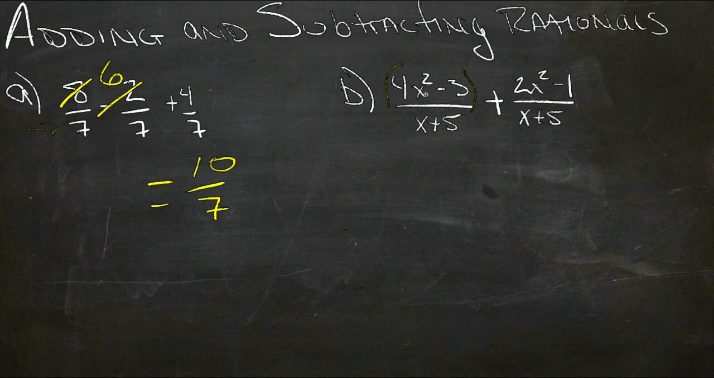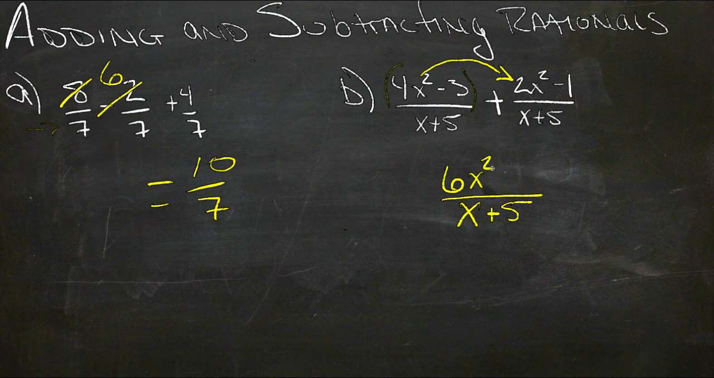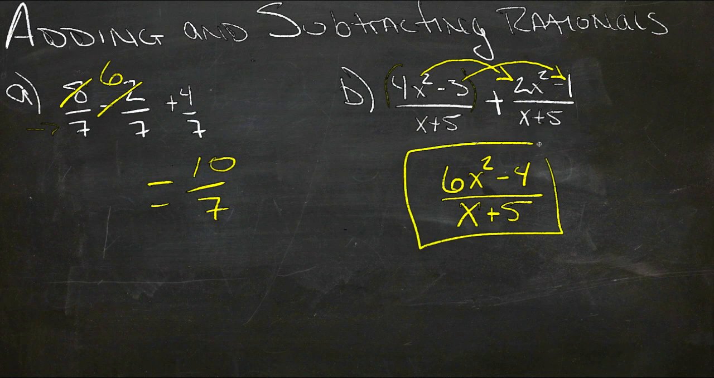And here we have (4x squared minus 3) over (x plus 5) plus (2x squared minus 1) over (x plus 5). So our denominator stays the same, it's constant, x plus 5. And then our numerator, we're just combining like terms. We have 4x squared and 2x squared gives us 6x squared, and negative 3 and negative 1 gives us negative 4. That's it.